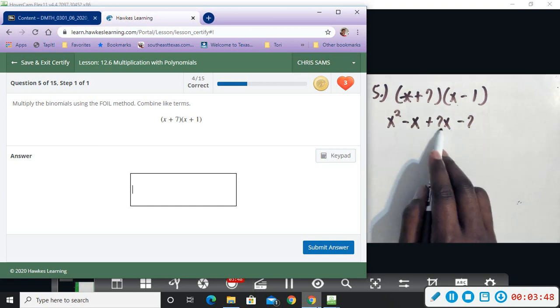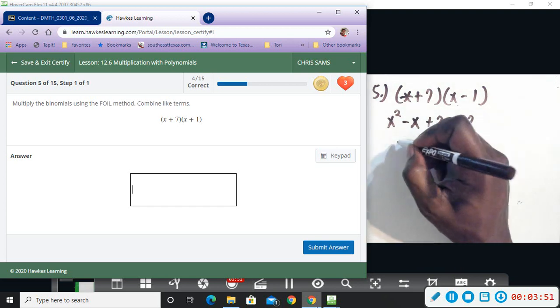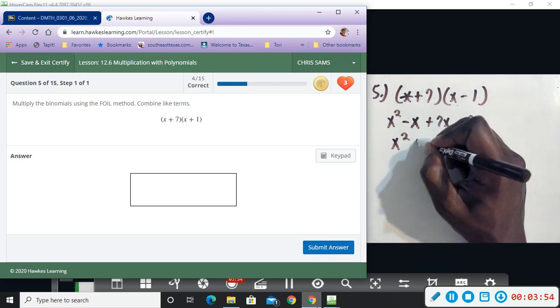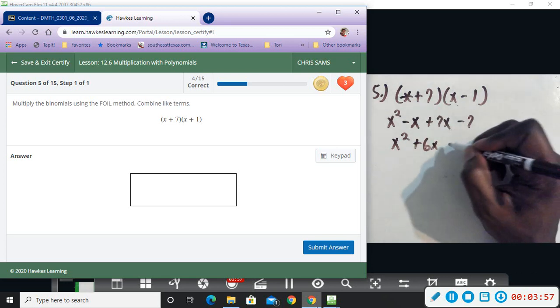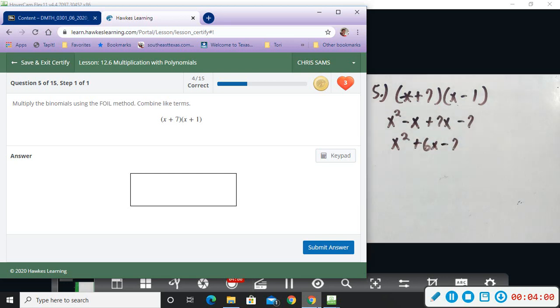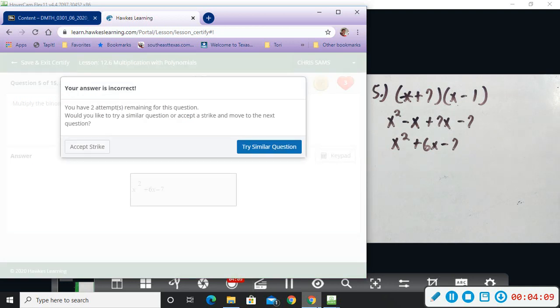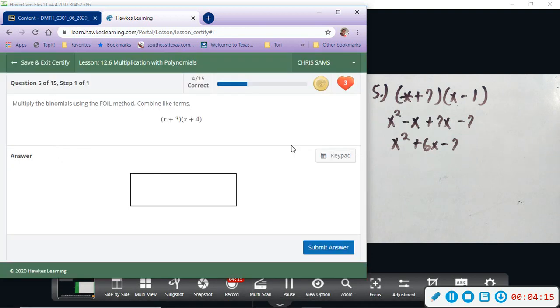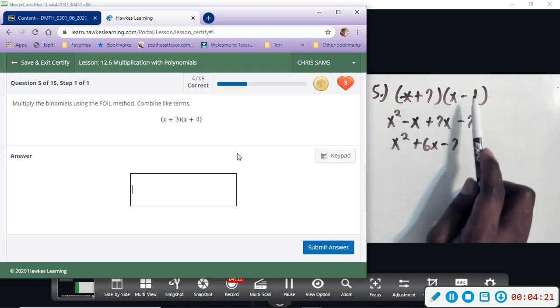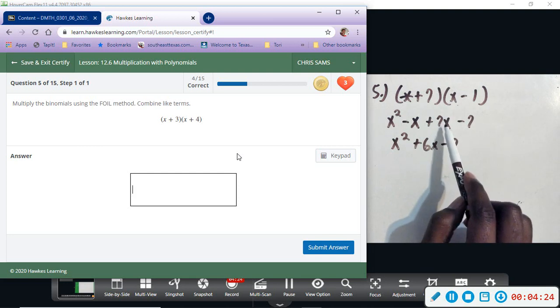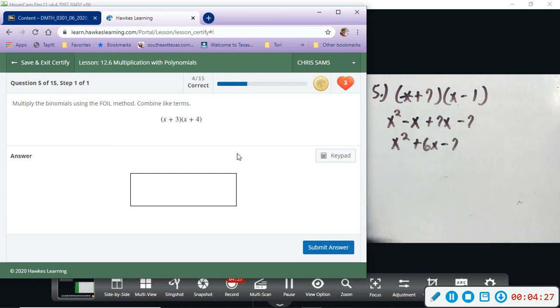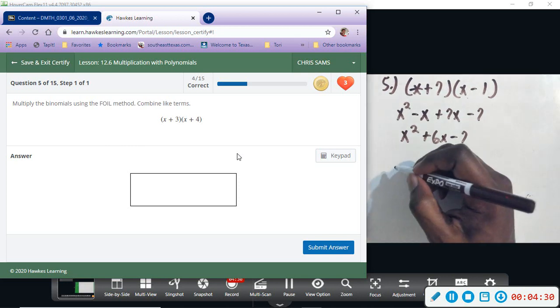So combine these two in the middle. So you have 7x's, subtract 1. That will leave us with x squared plus 6x, and then minus 7. So x squared plus 6x minus 7. Alright, so I guess I made another mistake typing this in. Let's look and see if we can figure it out. Looks good, not sure. Let's just do the next one and we'll see.